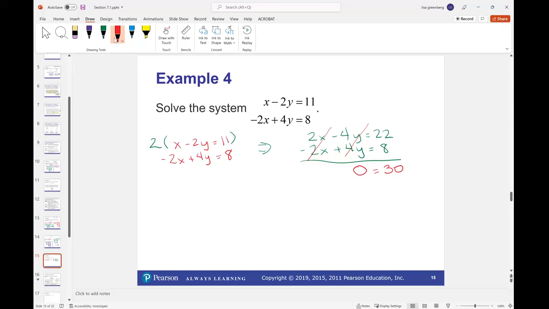Well, 0 never equals 30, right? So I can say for sure that this has no solution. If I were to solve these for y, I would find out that they both have the same slope. They're parallel, they're inconsistent. Because there's no solution.